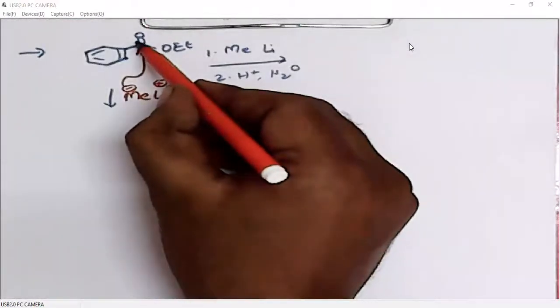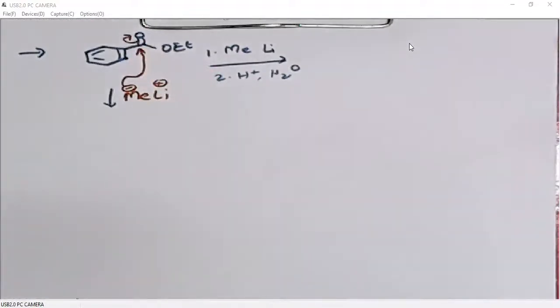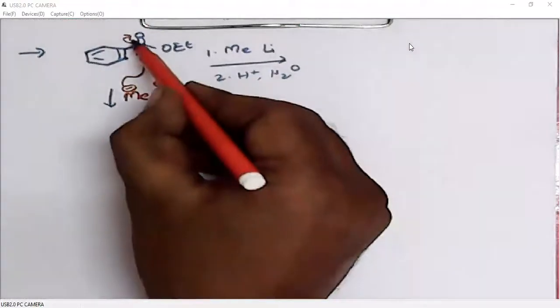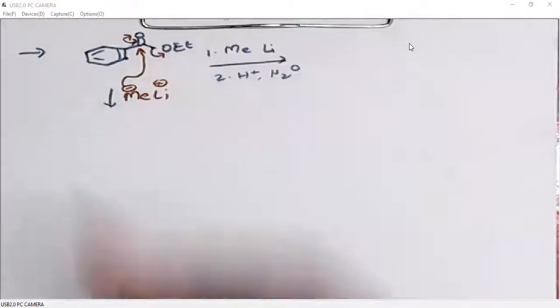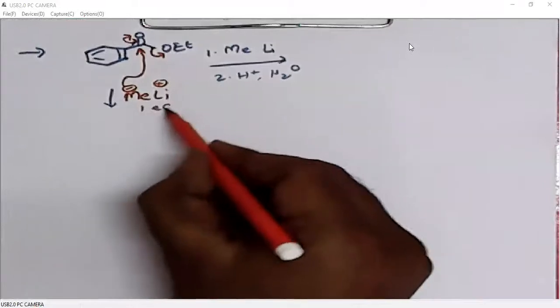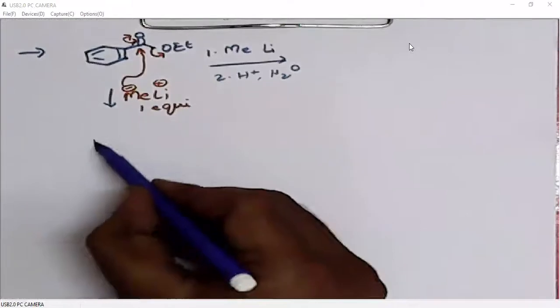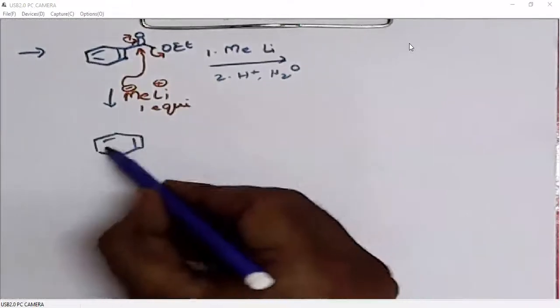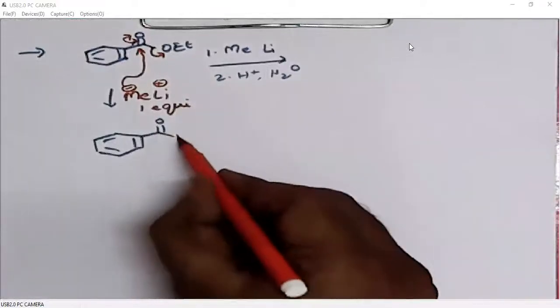Then first the C double bond will break, the pi bond electrons will be polarized towards oxygen, then again they will polarize back to generate the C double bond O. Now the alkoxide ion, which is a good leaving group, will leave. So when we use one equivalent of alkyl lithium on an ester, the ester will be converted to a ketone.